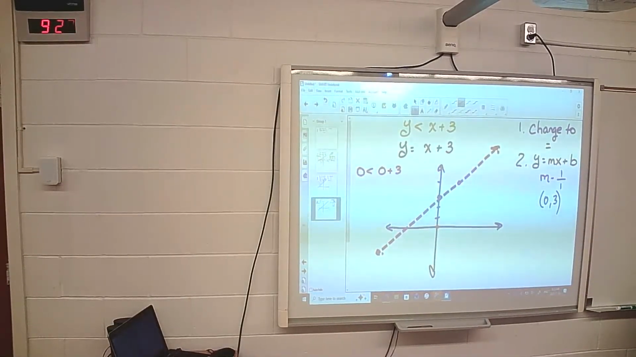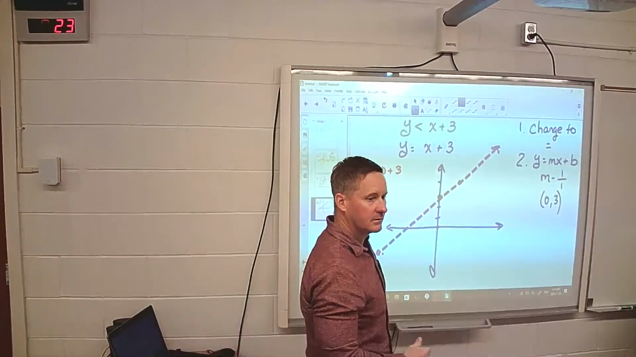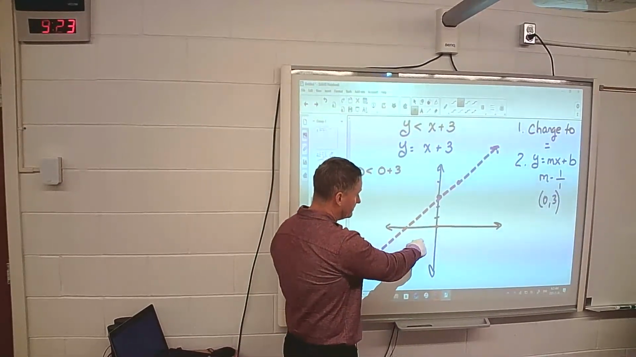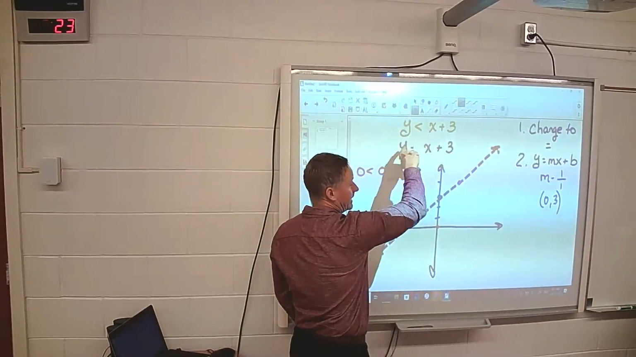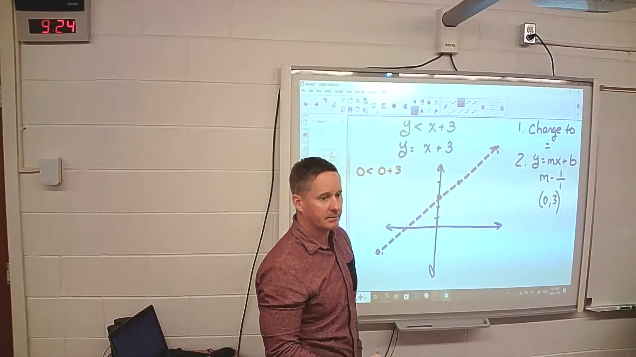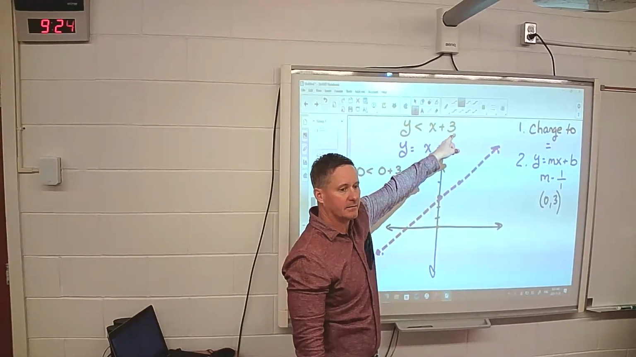So then do I shade that side of the graph or do I shade the other side? That's what I'm confused on. The side that I shade means that when I put X and Y into there, it's always going to be a true statement. It means that whatever's on this side is going to be less than what's on that side.